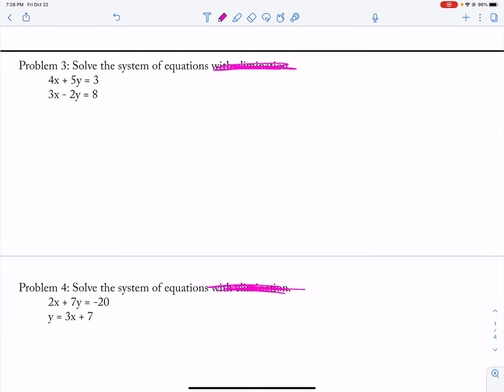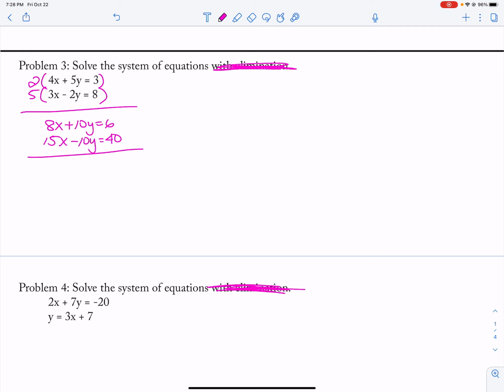I guess it doesn't matter, but one of these is positive and one of these is negative. So I'm going to probably do the y's and get rid of the y's. So I'll multiply the top equation by 2 and the bottom equation by 5. So I get 8x plus 10y is equal to 6, and then 15x minus 10y is equal to 40.